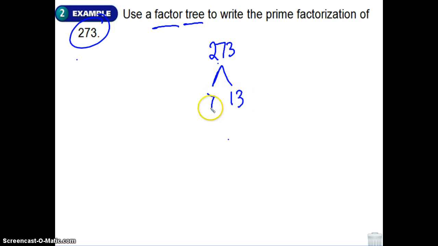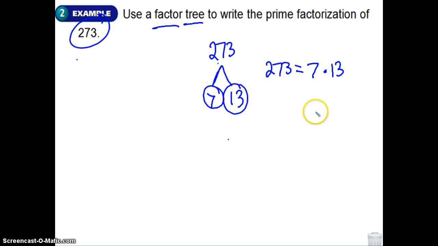You would get 13. So 7 and 13 are both factors of 273. Now, these two are both prime numbers, so that means I would circle both of these, and the prime factorization of 273 would just be 7 times 13. Now, what if I wanted to do an example like this?